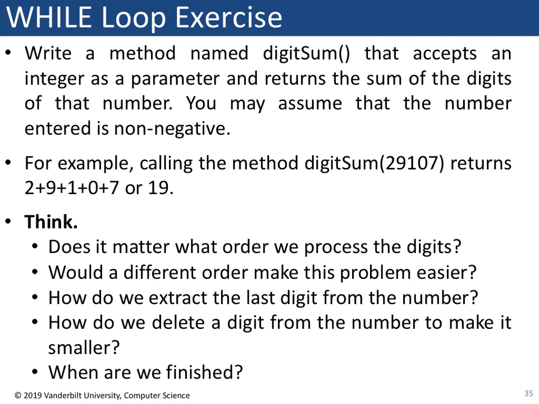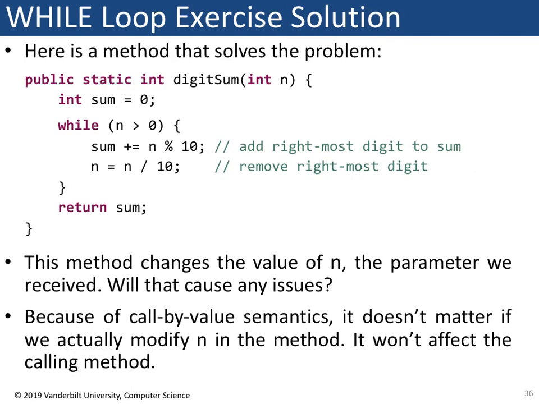So consider this. Does it matter what order we process the digits in? Would a different order make the problem easier? How do we extract the last digit from the number? How do we delete a digit from the number to make it smaller? And how do we know we're done? So here's a solution to this problem.